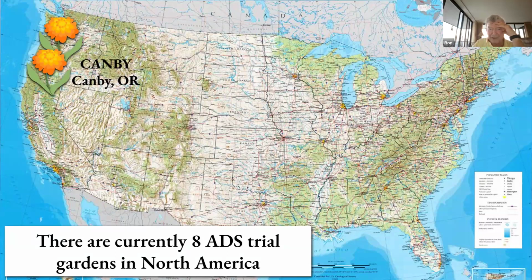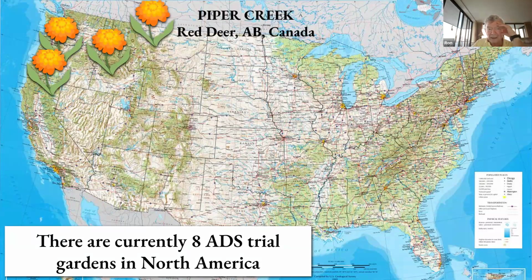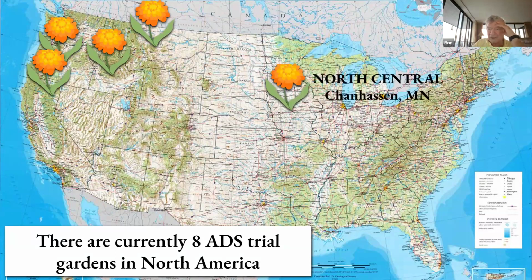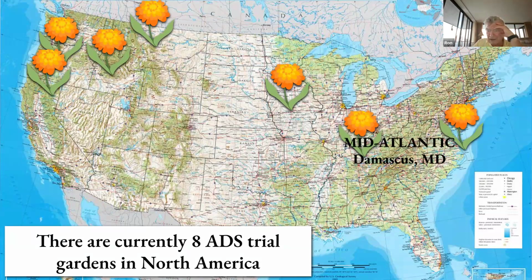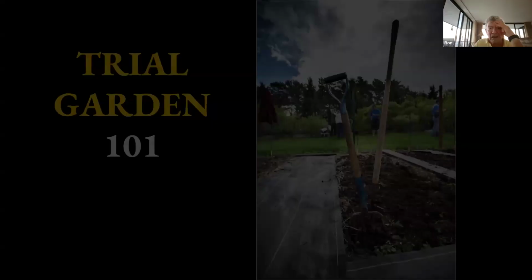Canby is at Swan Island. For those of you who have been to Swan Island, you know that's a spectacular location for a trial garden. Here's the Inland Empire in Spokane. Red Deer has one in Alberta, which is a really neat trial garden. Here's the North Central Trial Garden in Minnesota. Here's Elkhart, Mid-Atlantic, and the Eastern Trial Garden on Long Island.